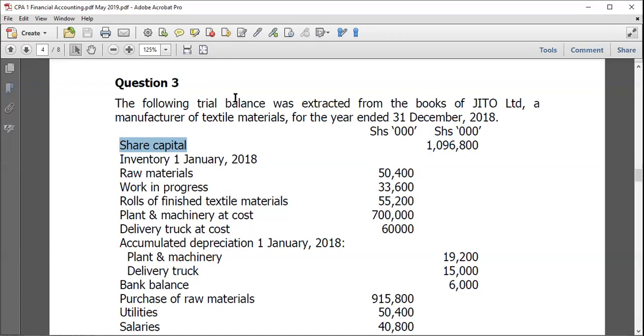So they have given us share capital, which we have this amount. It's on the credit side because share capital is equity and equity has a normal credit balance. They go ahead to give us inventory on 1st January 2018.